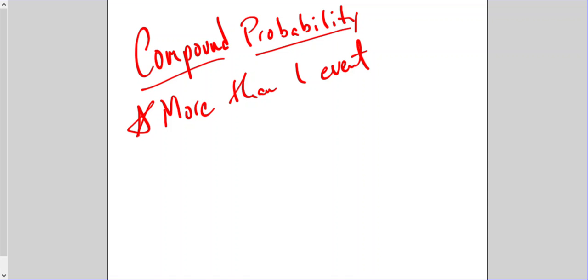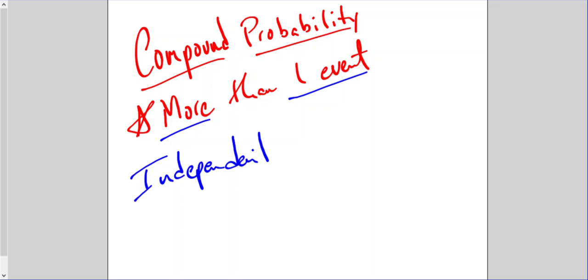All right, here I'm going to be talking about some compound probability, which basically just means that we have more than one event. So simple probability is just one thing happening. Compound probability is, let's say, rolling a die and flipping a coin, or flipping a coin twice. More than one thing is happening. And that splits into two different categories: independent probability and dependent probability.